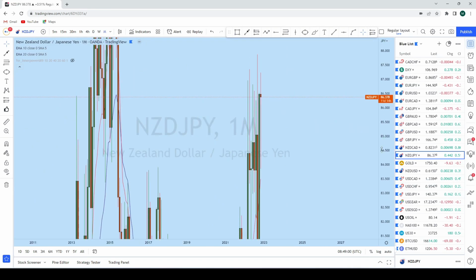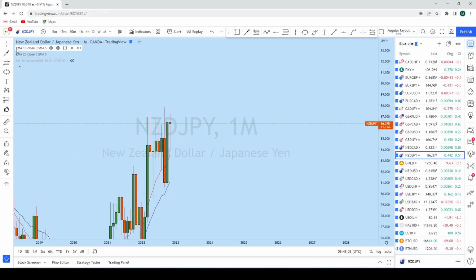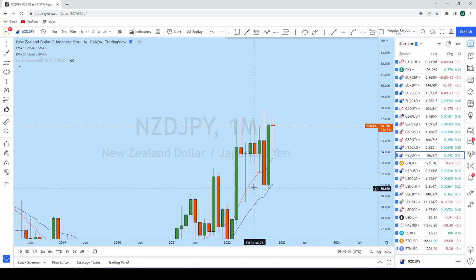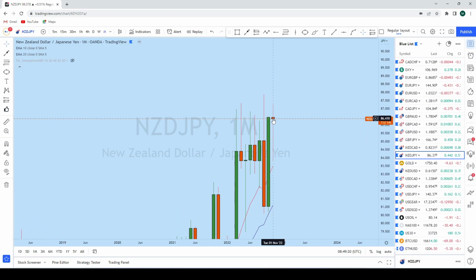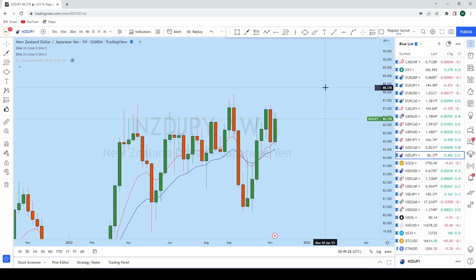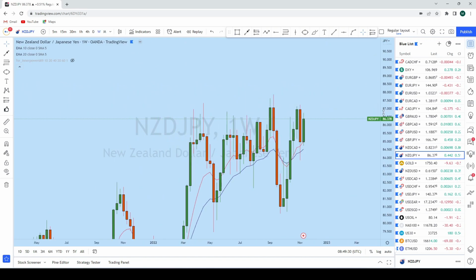NZDJPY, starting with the monthly. Now this is the monthly price action of NZDJPY. You see that the previous month there is a very strong full body green bullish candle. This month the price came down half of this bullish candle and is now strongly rejecting. Highly likely that after testing the monthly open and close, we might see another push to the upside on this price action. So that means this week we could see NZDJPY going up.